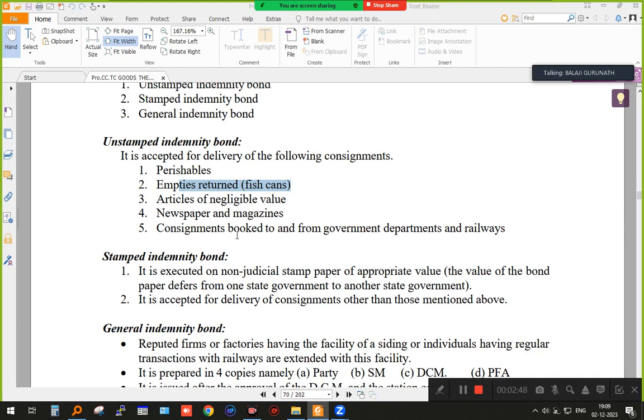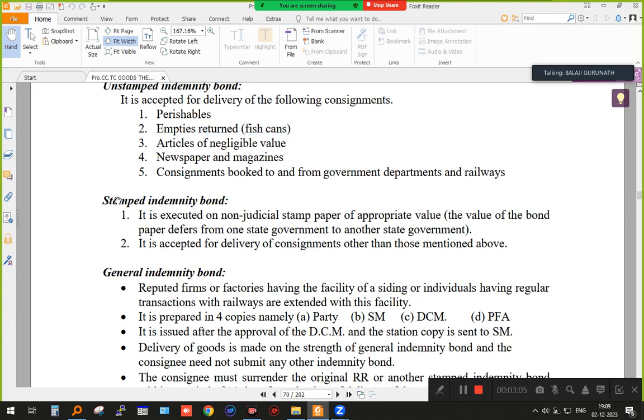So government departments, because the person who is taking delivery is going to be a government employee. For that reason, he will already be under the norms of the DAR of government. So we are giving it. Now we are coming to the next portion.